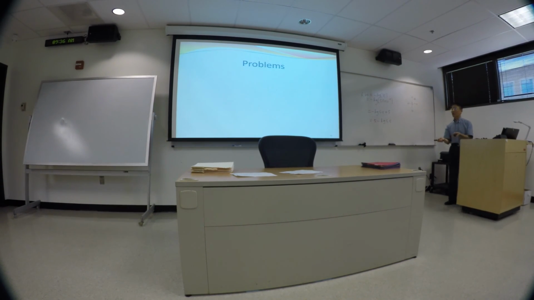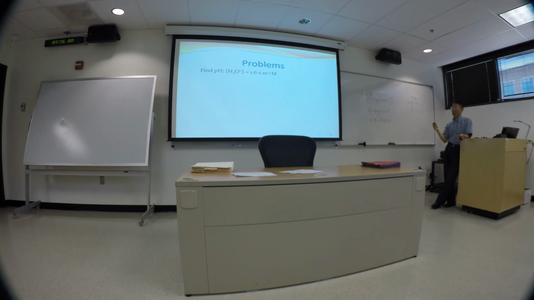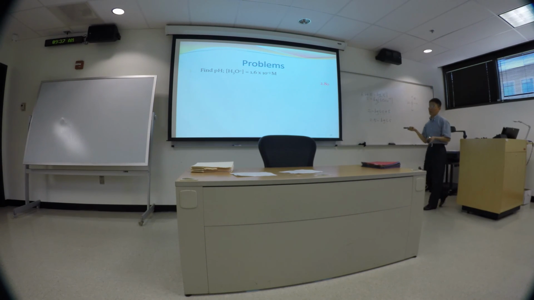Okay, so the calculations that we want you to be able to do here is that if we have a hydronium ion concentration of 1.6 times 10 to the negative 3, what's the pH? Well, you take the negative log of that number, and this is what you end up with, 2.80.